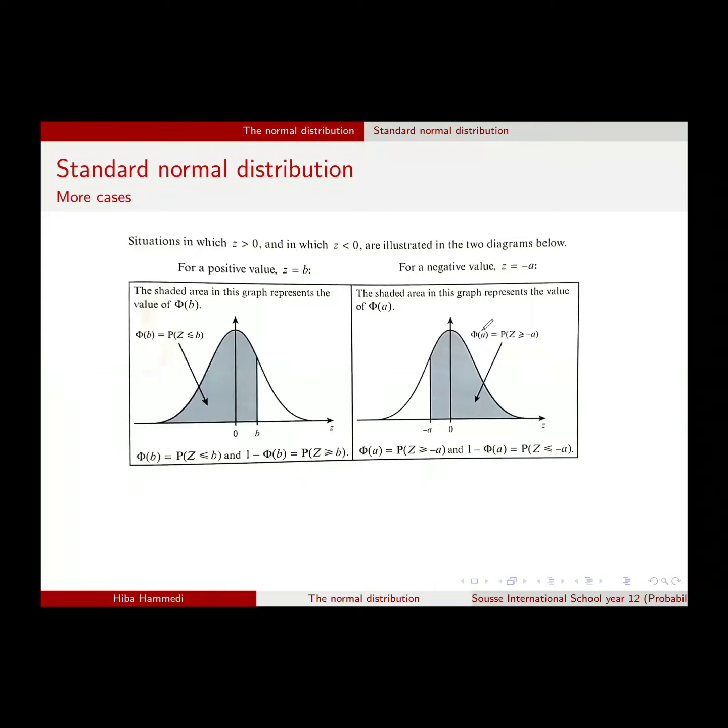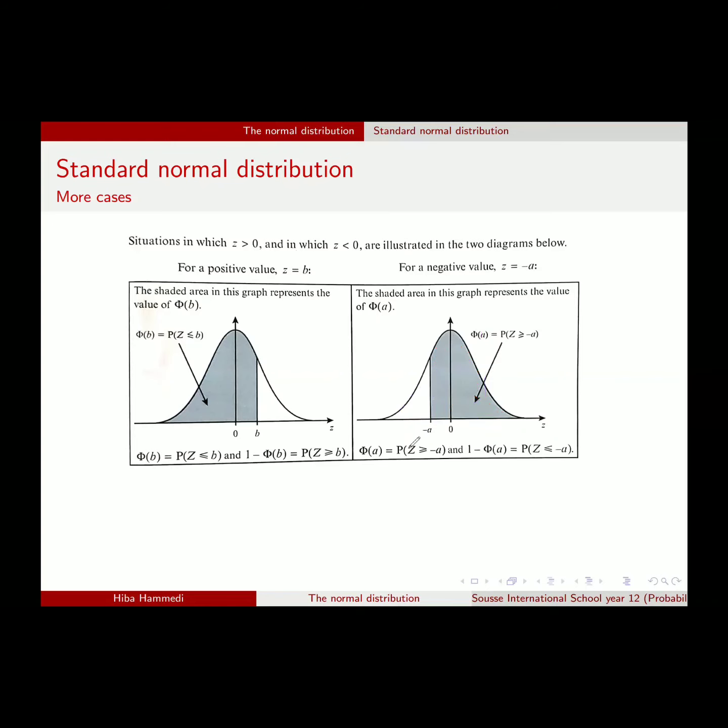If I had A here, well, it's not exactly A. If it's A here, and let's imagine this one is equal to this one, the distances. So this area here will be equal to the area from the other side because of the symmetry of the graph. Okay, I know it's not clear enough, but I think you got the idea.